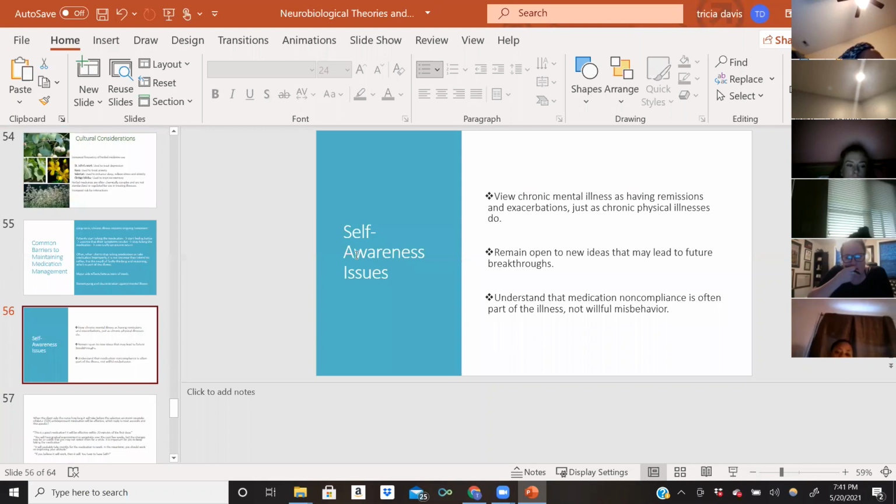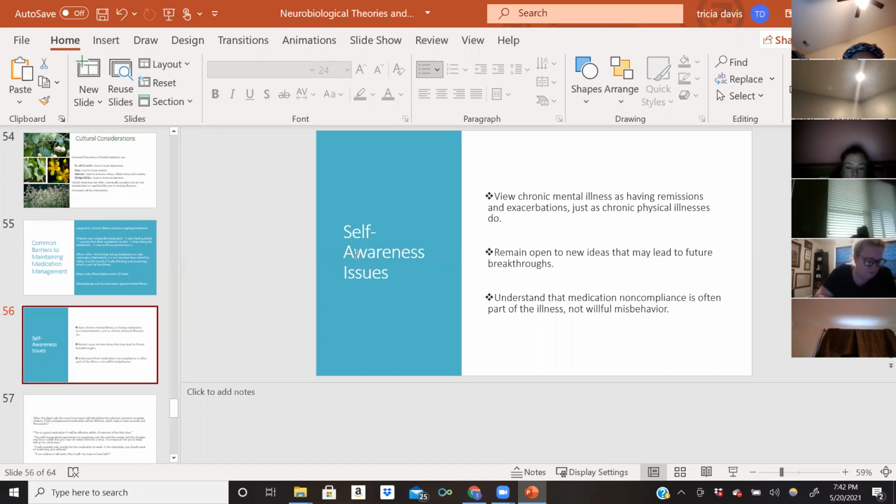All right, so self-awareness issues, there's always something for the nurse to be aware of about herself and how she feels about things. So we have to understand that chronic illnesses have remissions and exacerbations just like anything else, just like the cancer patients, just like patients who don't manage their diabetes, just like patients who don't manage their hypertension. We don't think of them in any certain way. We don't pass judgment on them. We can't do it with mental illness either. It is a chronic illness, just like all of the physical illnesses that we will be treating.